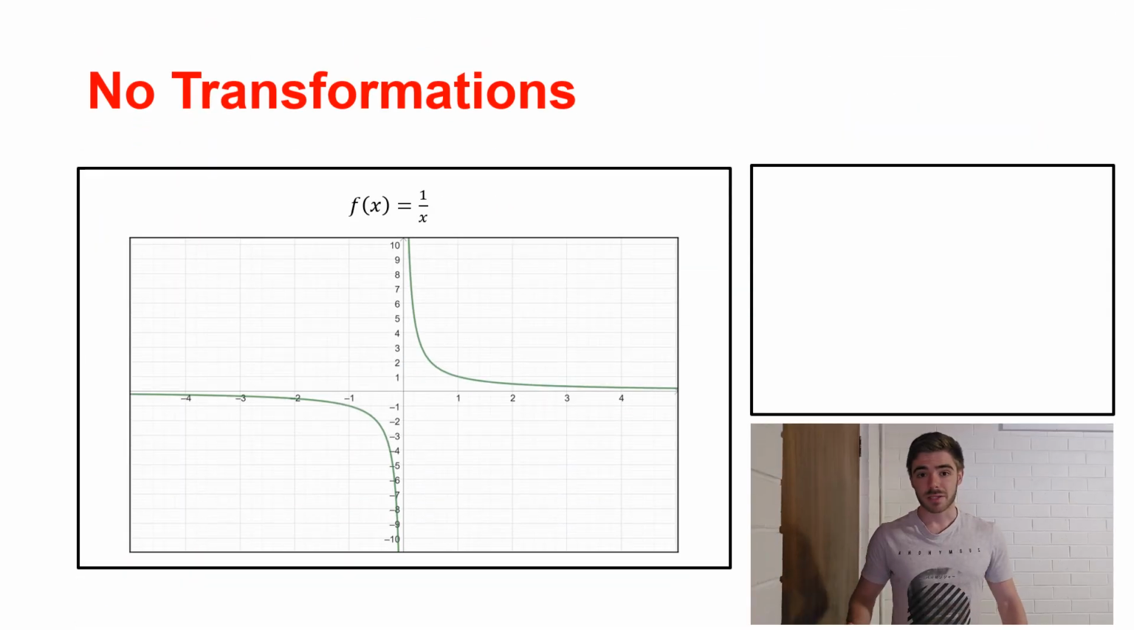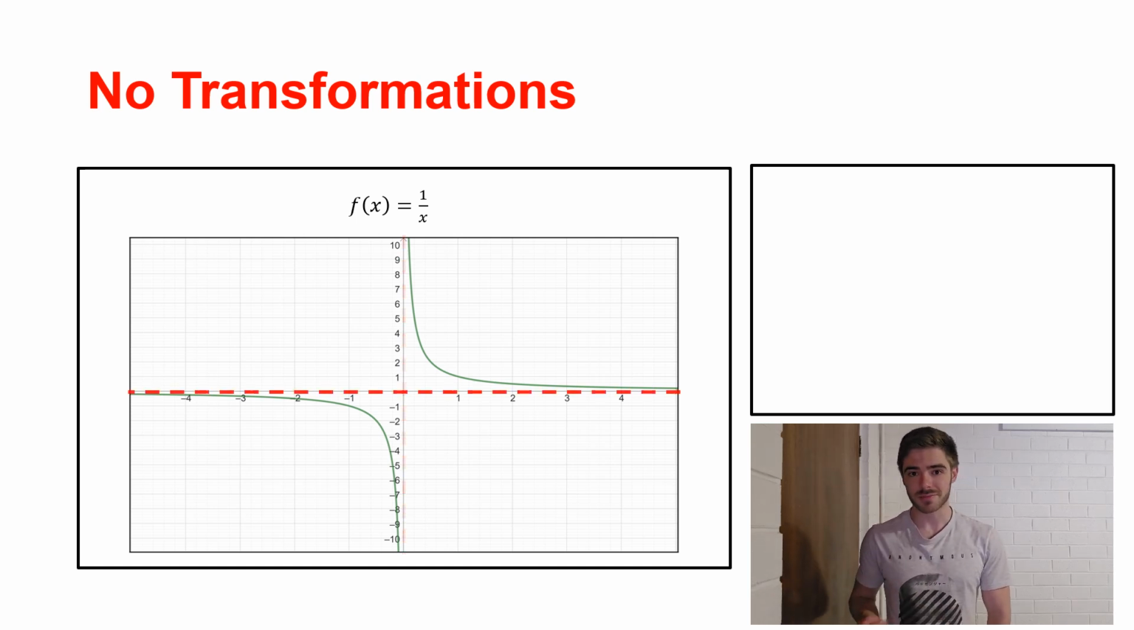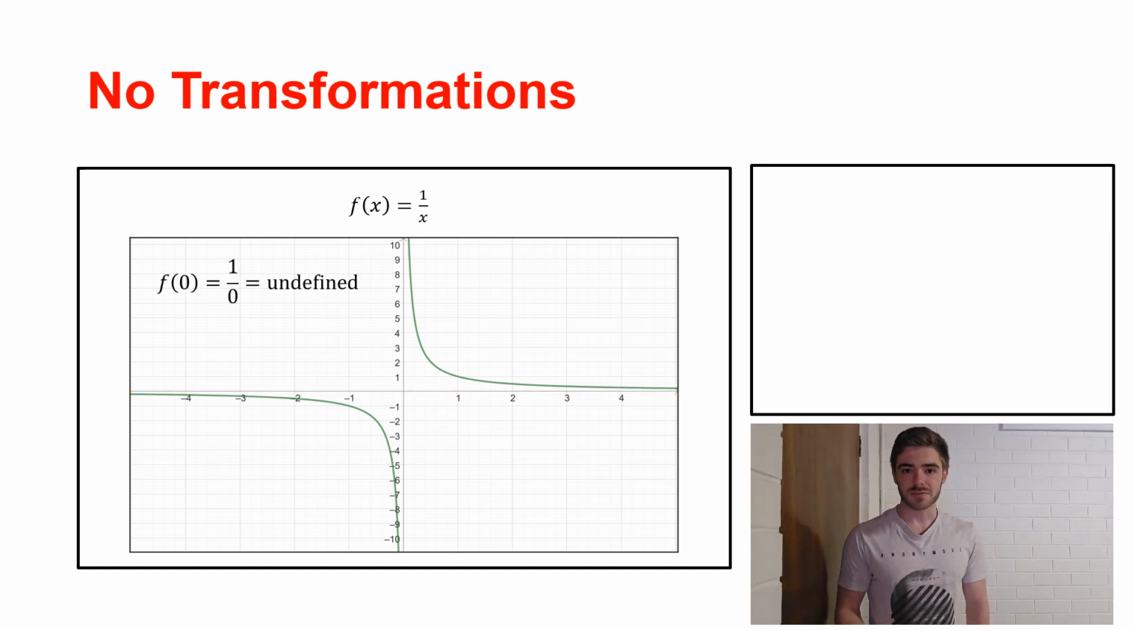Without any transformations, the basic shape of the hyperbola looks like this. It's unique in that it has both a vertical and a horizontal asymptote. The reason for the vertical asymptote is due to a divide by zero error. If I were to sub in x equals 0 into this function, I would get 1 divided by 0, which is undefined. This makes itself present on the graph by a vertical asymptote.